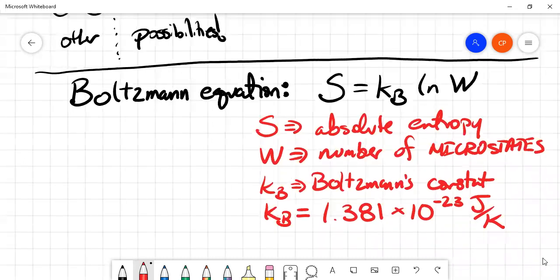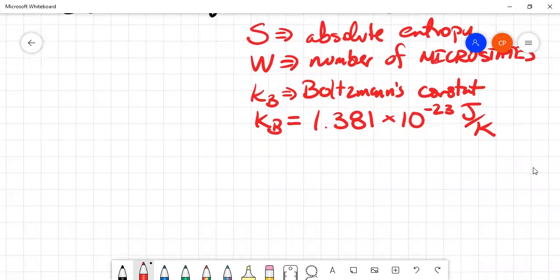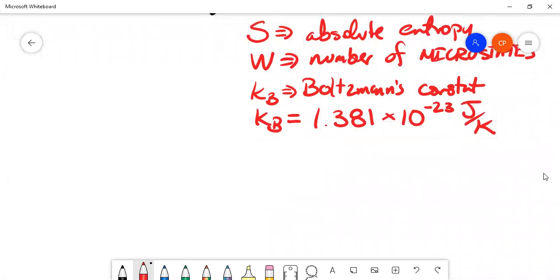So, let me talk about the four-head state.